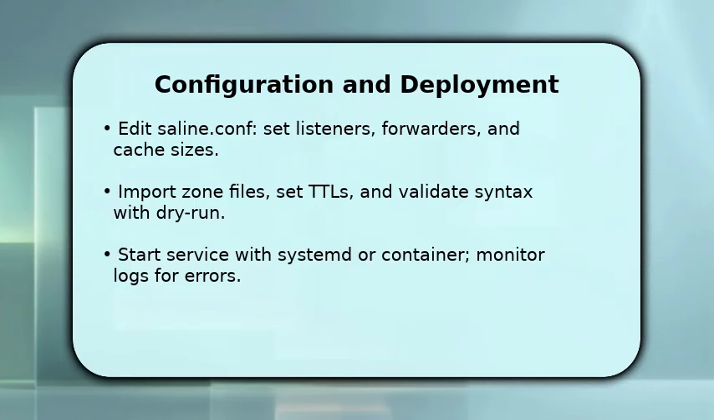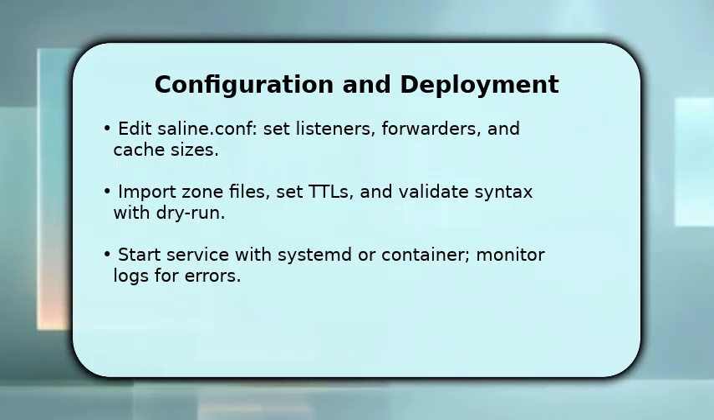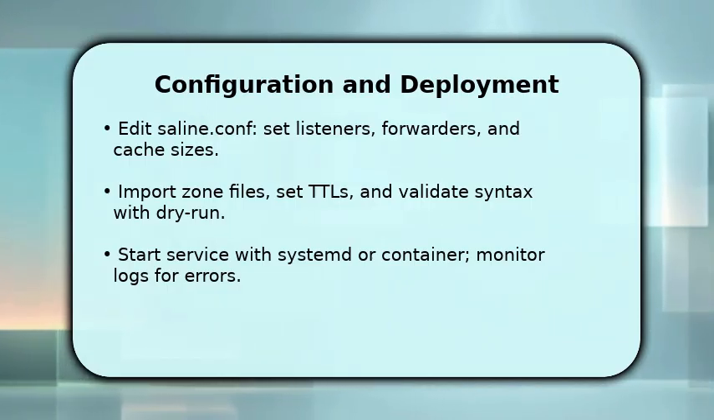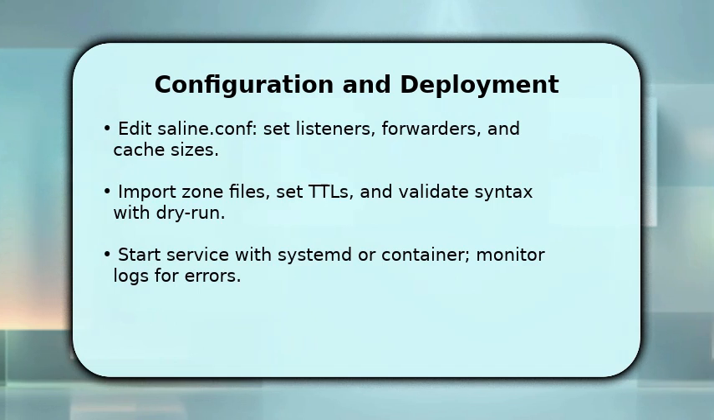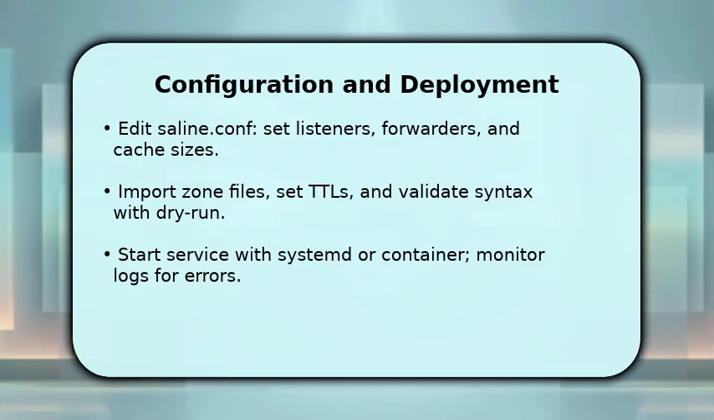Next, import or translate your zone files, set appropriate TTL values, and run the built-in syntax validator or a dry run to catch parsing errors. After validation, deploy DNS Saline via systemd or a container image, and watch the startup logs closely to ensure it binds to expected interfaces and begins answering queries without rejections or crashes.